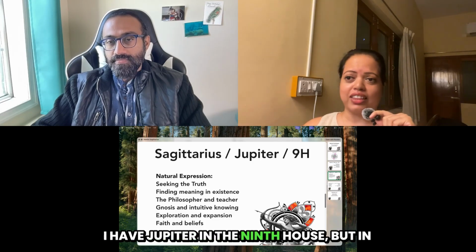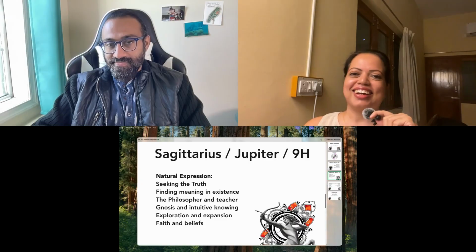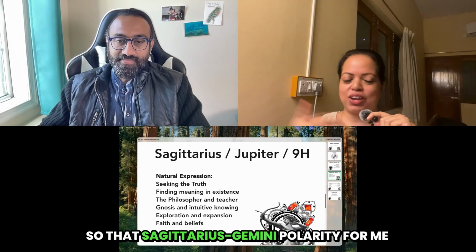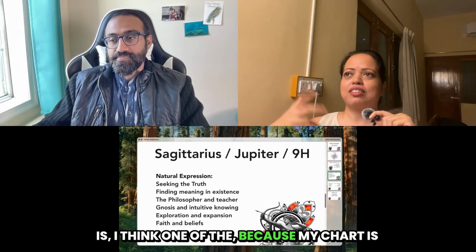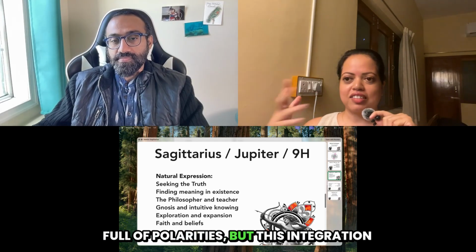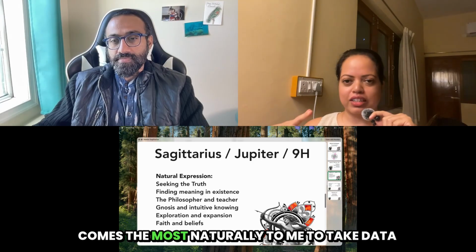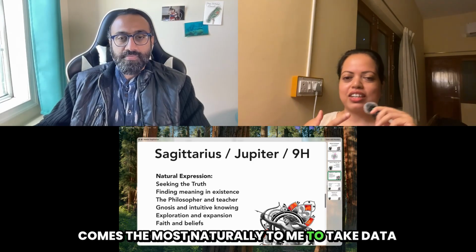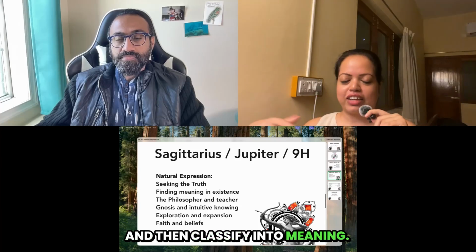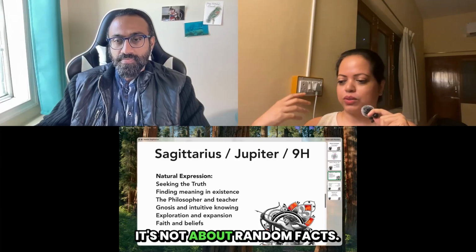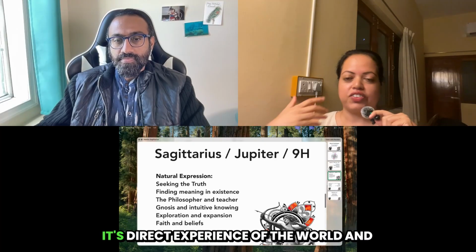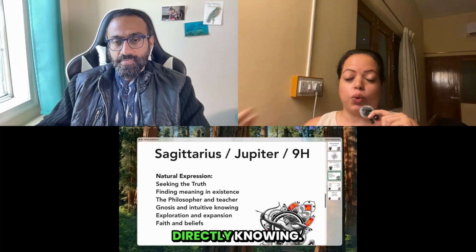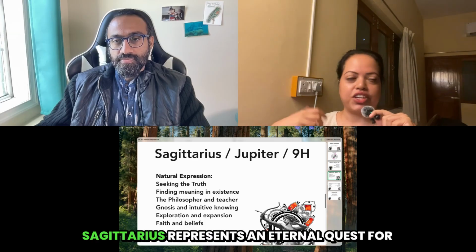I have Jupiter in the ninth house, but in Gemini again. So that Sagittarius-Gemini polarity for me is, because my chart is full of polarities, but this integration comes the most naturally to me: to take data and then classify it into meaning. That is what Sagittarius is. It's not about random facts. It's not about logic. It's about gnosis, that's direct experience of the world and directly knowing what the truth is. Sagittarius represents an eternal quest for the truth.